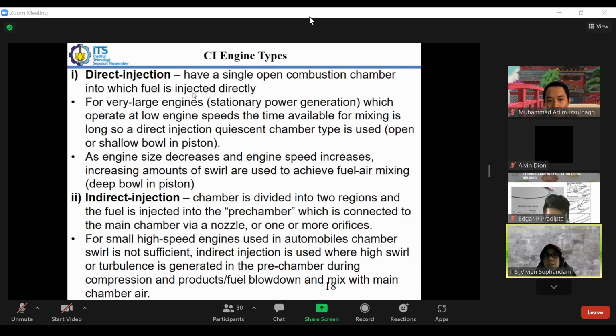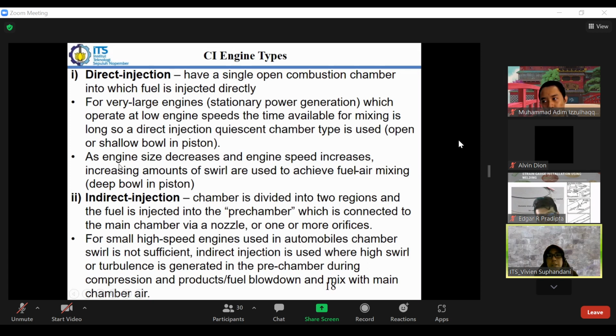This is usually designed for low engine speeds. The time available for mixing is long because it's quite slow, so direct injection in a shallow chamber is used. This is used for an open or shallow bowl in the piston. The size or diameter of the engine is large. When the bore diameter is large, we can use this direct injection.